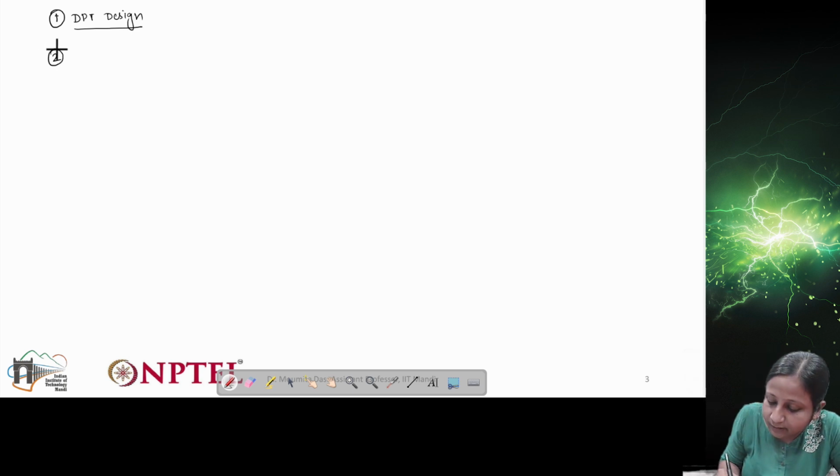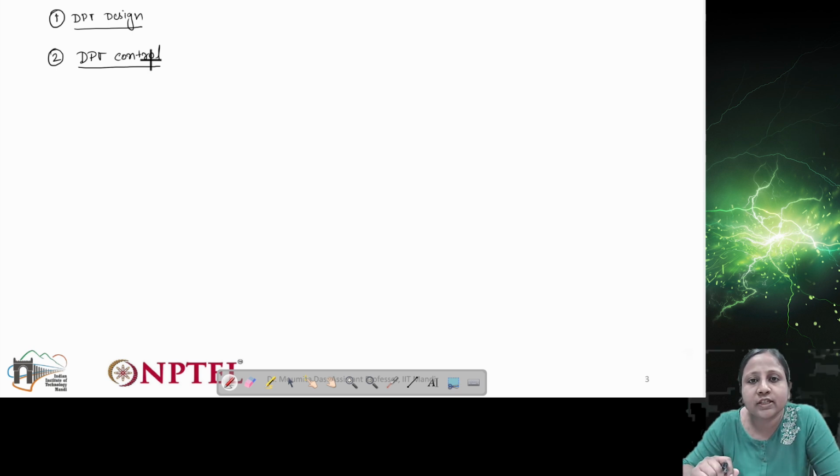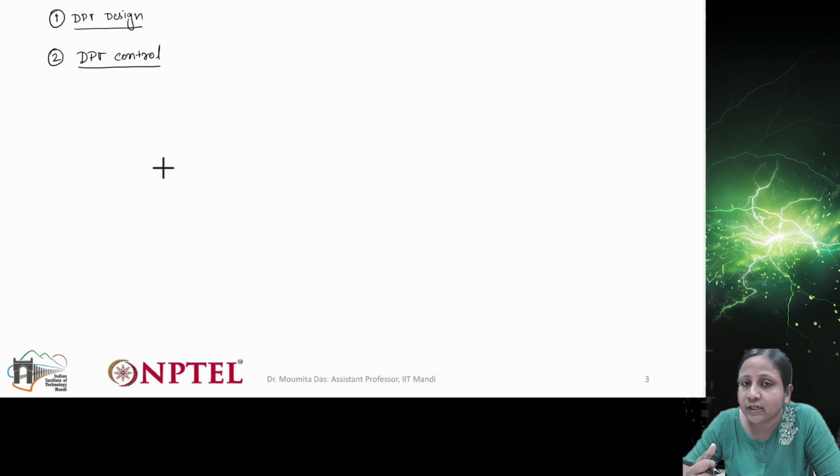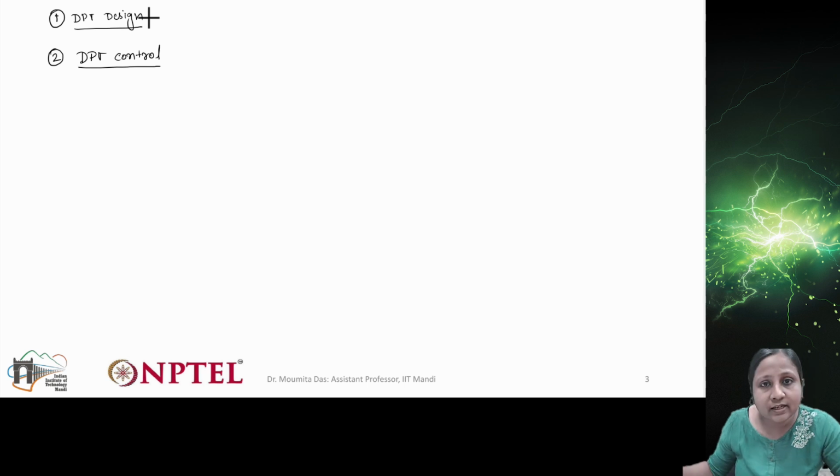Another thing is the DPT control. DPT control means how we are going to generate the switching pulses, and what the value of the pulse width should be. That comes under DPT control. Basically, we have to provide the PWM signal, and here we will be providing two different pulses, each having a different pulse width. What factors affect this pulse width, we will see in today's lecture. First I will be discussing DPT design.